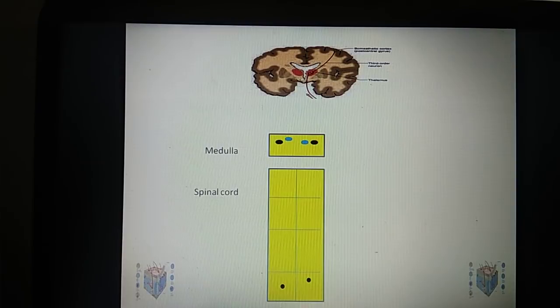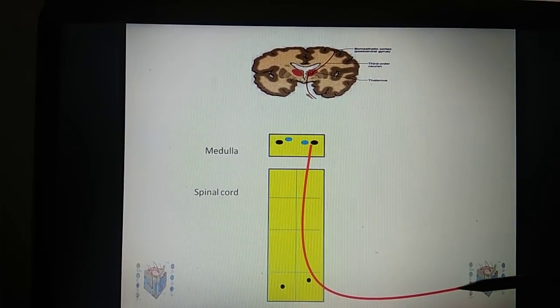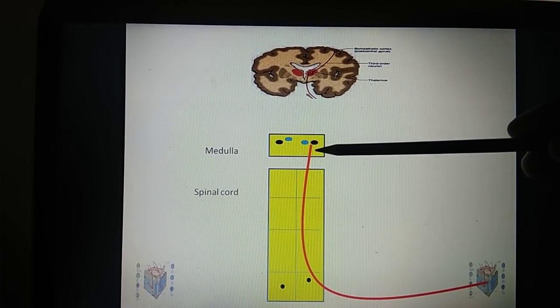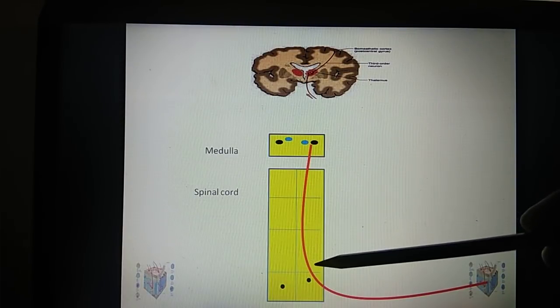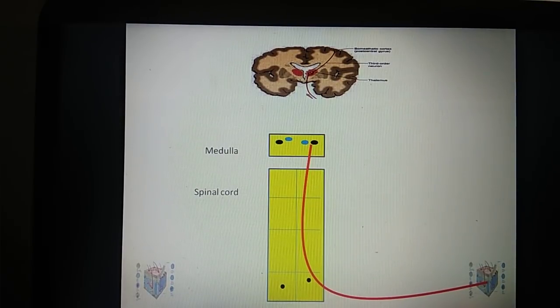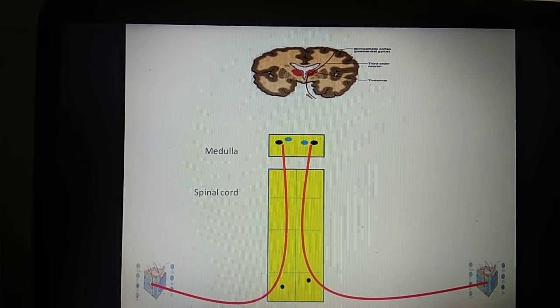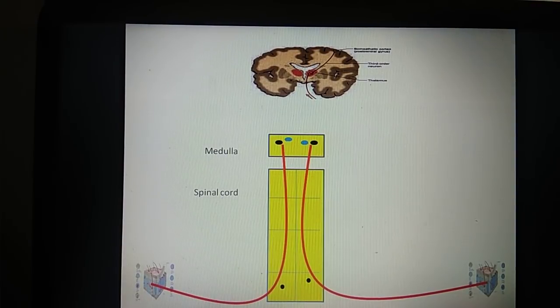Let's just rewind. This is one of the tracts, which is arising from the skin and directly going up to the medulla oblongata without crossing and without any synapse at the level of the spinal cord. So this is straightly the first order neuron. This is the opposite side, again arising from the skin, going straight up to the medulla oblongata without crossing and without making any synapse at the level of the spinal cord.